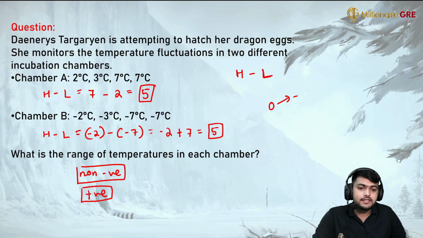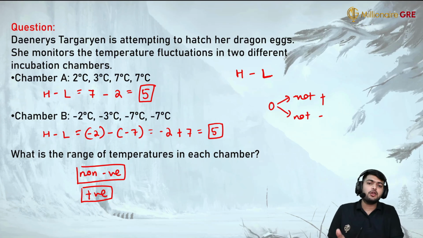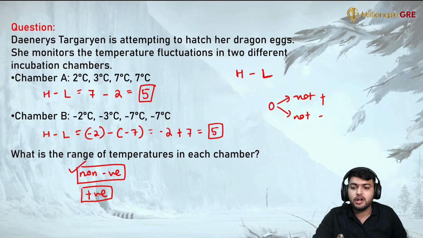0 is neither positive nor negative. So when I say non-negative, I include a 0. Non-negative means 0 or positive. Range can be 0 if all the values are equal. Range can be anything positive. So range is always non-negative.